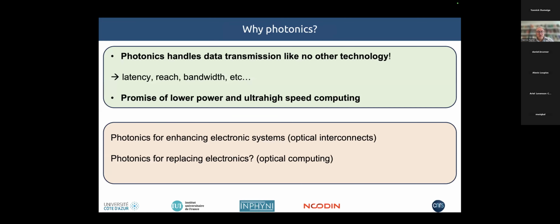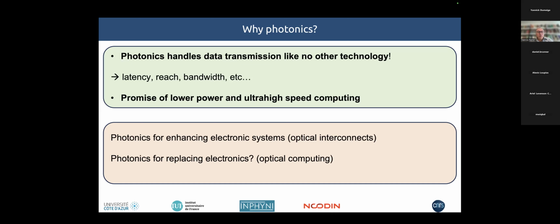So why photonics? We had two beautiful talks given by the previous speakers, and most of you are in this domain. What Daniel showed first is that photonics is extremely interesting because it handles data transmission like no other technology. If you want to transmit data over a certain distance, the best way is to use photons to do it. And why? It's just because light interacts poorly with matter, and you can propagate information almost without loss over a very long distance. And light propagates very fast, of course.